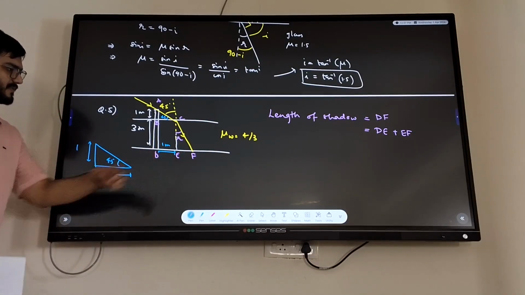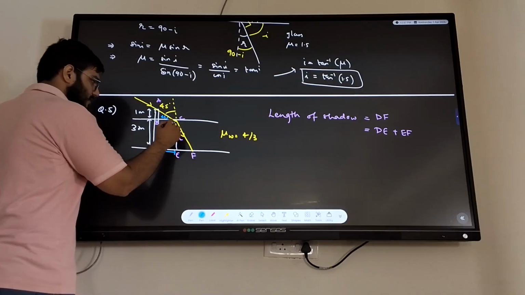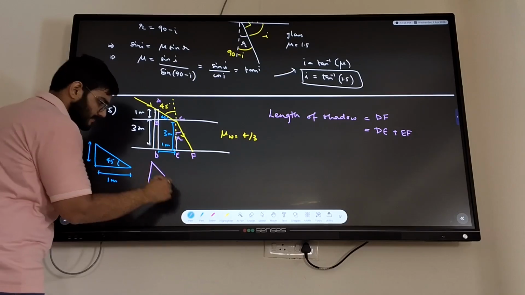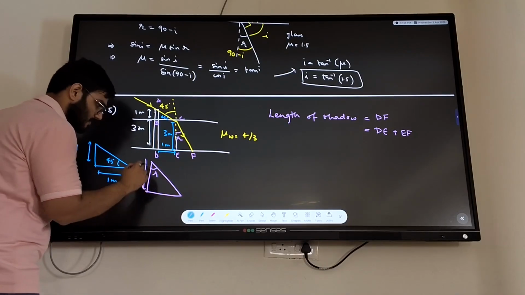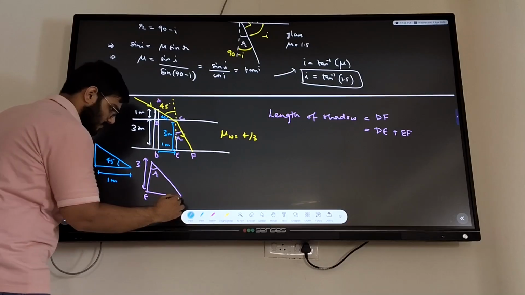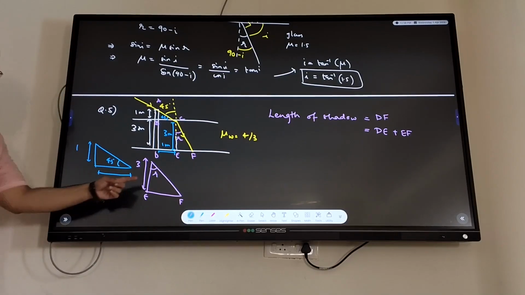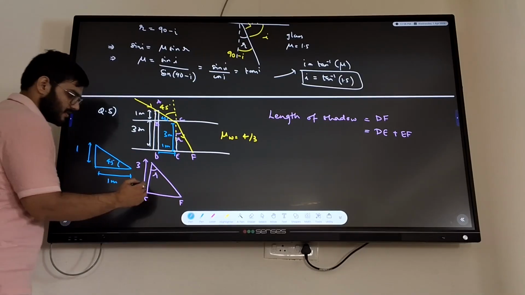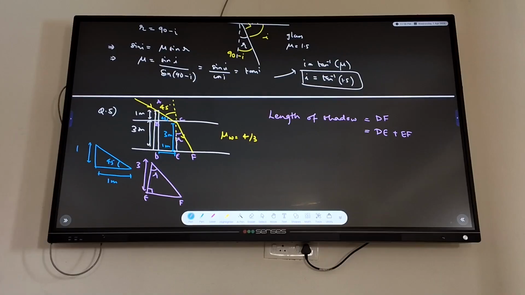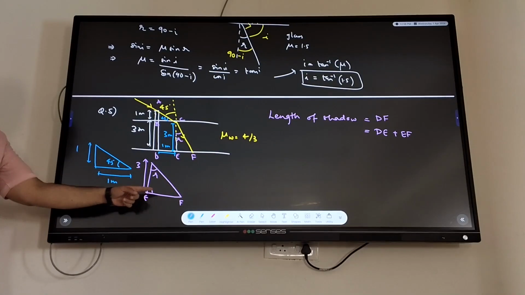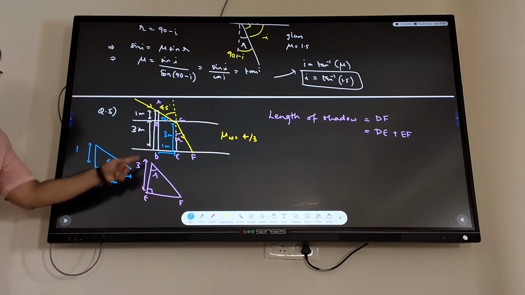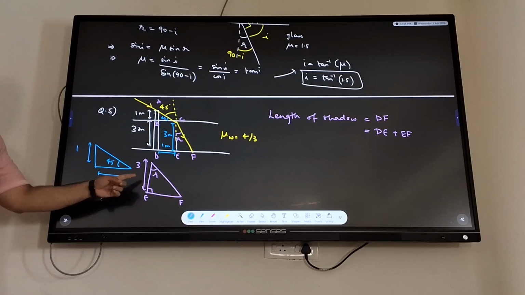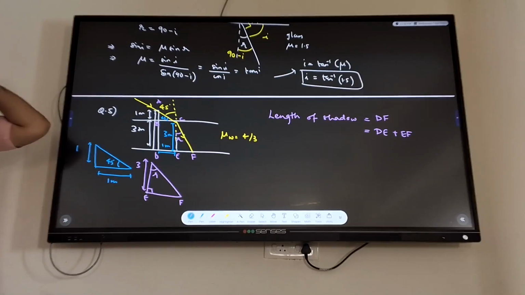If I need EF, and I already know this length is 3 meter, then in this triangle, I think some trigonometric identity will help us relate all these things. What will that be? Tell me, tan R will help. Yes, tan R is equal to EF by 3. So for calculating EF, I need to find R. R is important, right? How to find R?